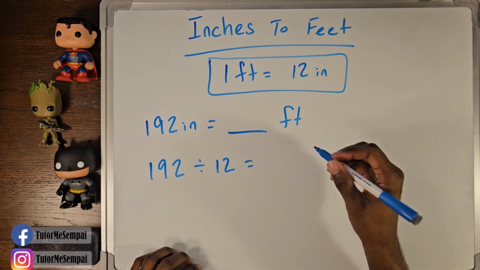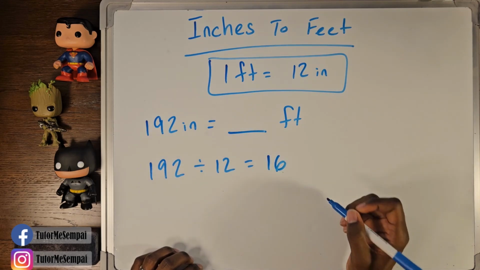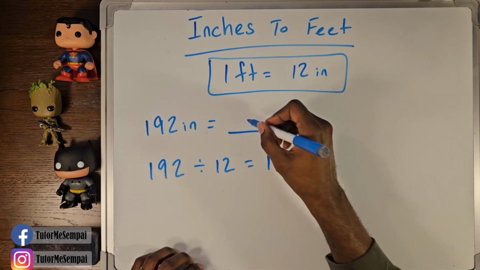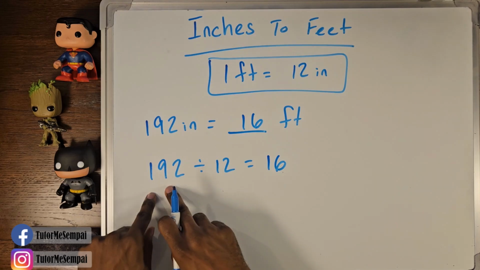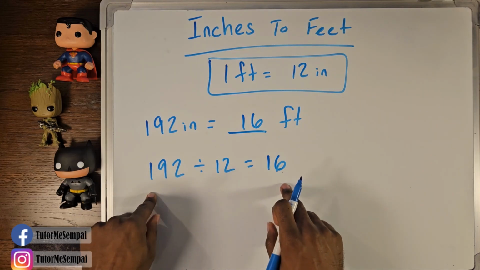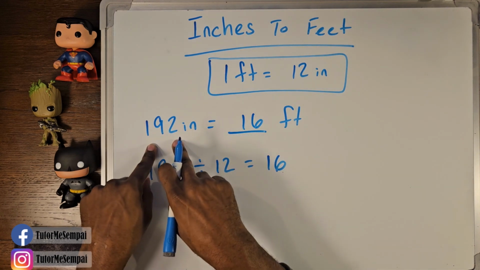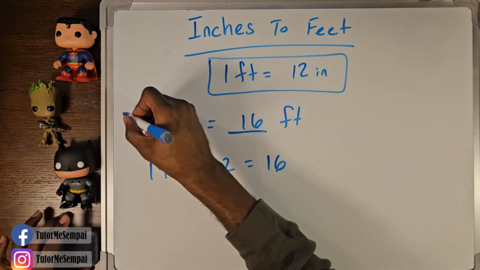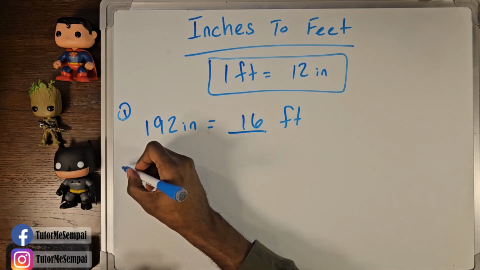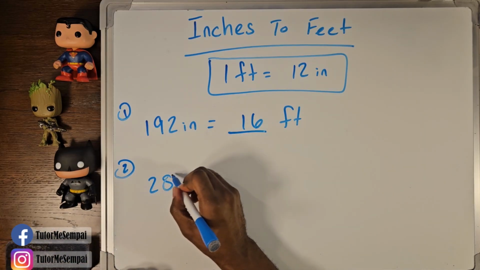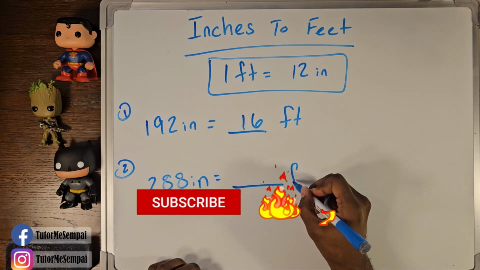If you were to do that, you would see that 192 divided by 12 gives you 16. And 16 is how many feet we have when we have 192 inches. We can break up 192 into 16 groups of 12. Therefore, we have 16 feet whenever we have 192 inches. So this is good for our first example, but let's say we have another example. In our second example, we have 288 inches. And we want to figure out how many feet we have here.